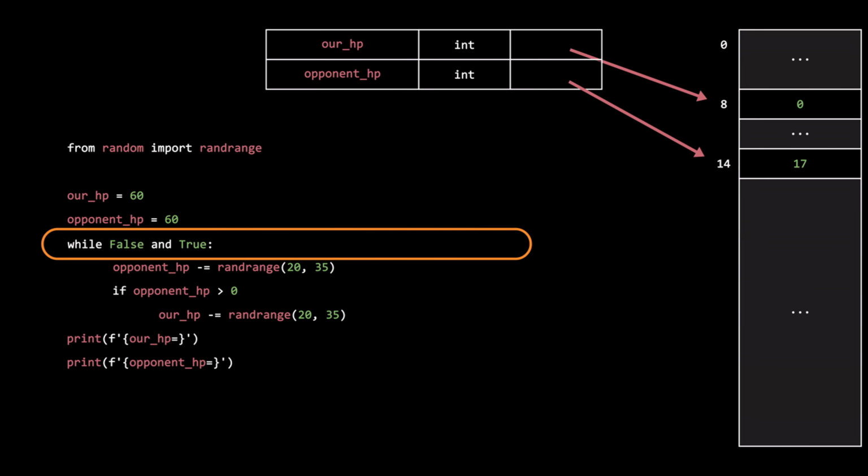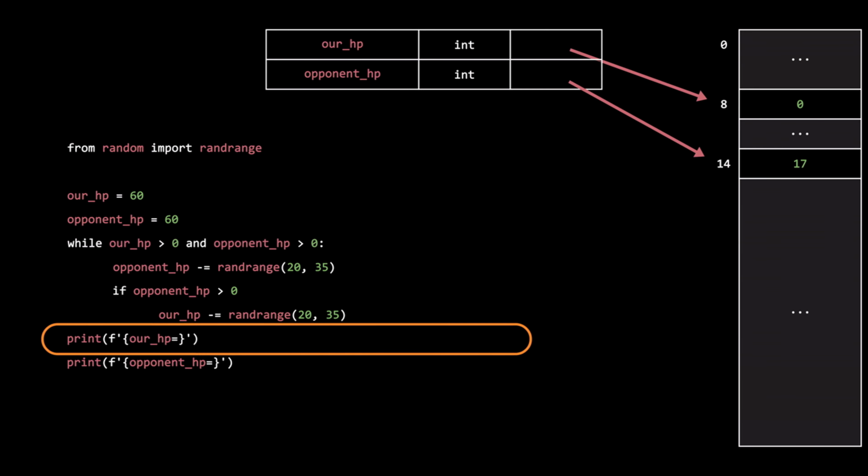Even though opponent HP is greater than 0, now we end up with while false and true, which evaluates to false. So the loop exits. Whenever the condition is false, the loop exits. That's why the condition is often called the continue condition. The reason we use the keyword while is because as long as the condition is true, I want to execute this code, or while this condition is true, I'd like to execute the code that's in the body. So now it'll print out our HP and opponent HP at the end.